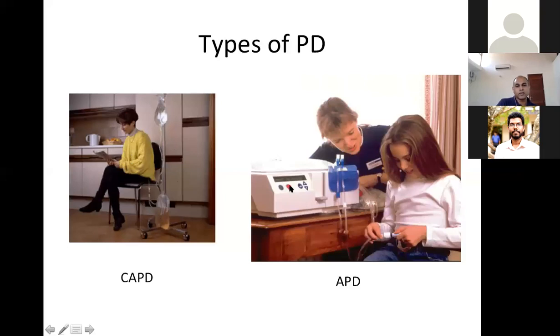Then you have the machine. You can use a machine to do the same thing. So the bags are connected to the patient. Once it's connected, automatically the machine runs the dialysis, like in a hemodialysis machine. So there are different types of dialysis which are available through the peritoneal cavity.